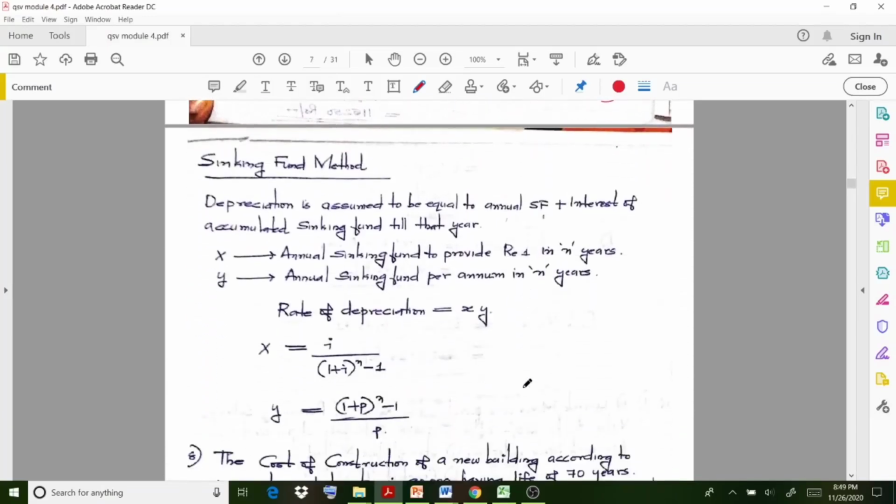Then coming to the next one, the sinking fund method. Here, the rate of depreciation can be calculated using X multiplied by Y. X represents I divided by (1 plus I) whole raised to N minus 1. Y represents (1 plus P) whole raised to N minus 1, divided by P. Here, I and P represent the rate of interest.